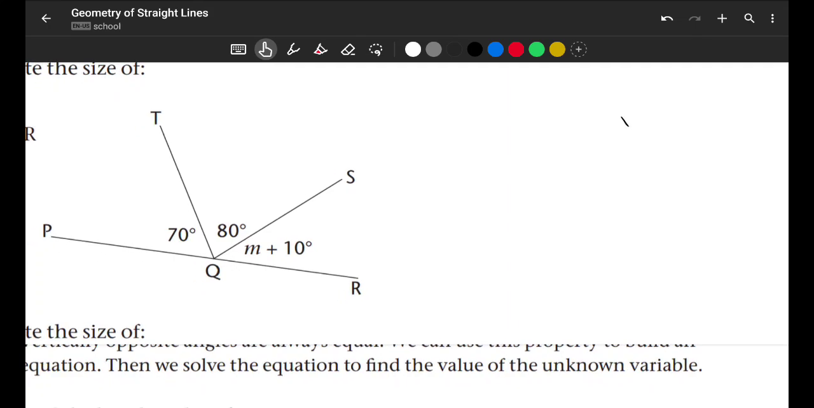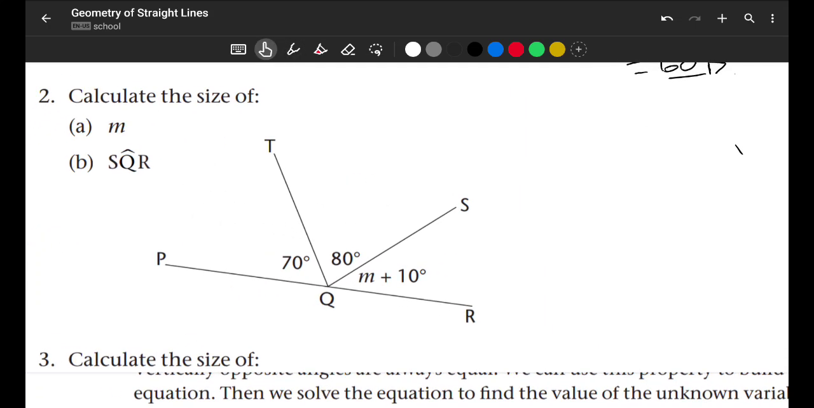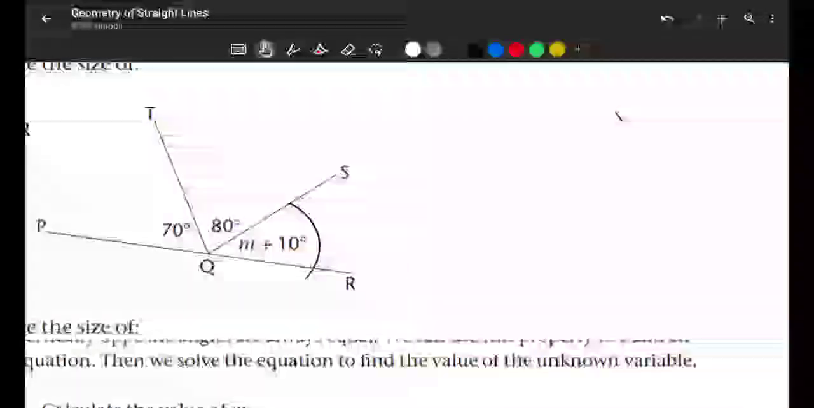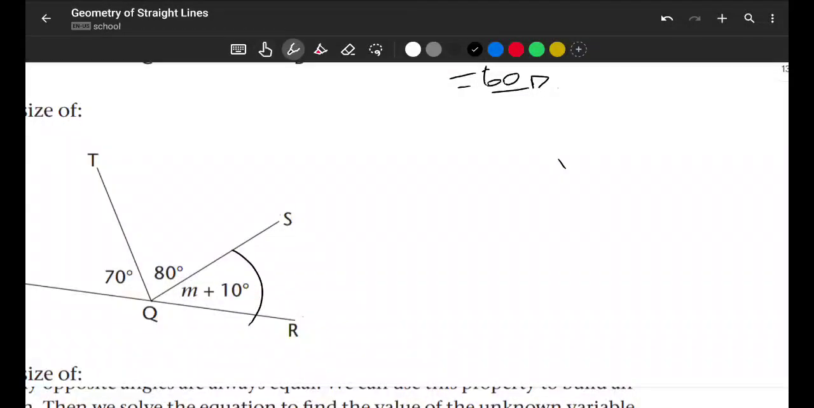I'm going to continue now and say, what do they want from us? They want the value of M, and they want angle SQR, this angle over here. So what are we going to do? Same as always. We're going to say 70 degrees plus 80 plus M plus 10 is equal to 180 degrees. What is our reason? Angles on a straight line.